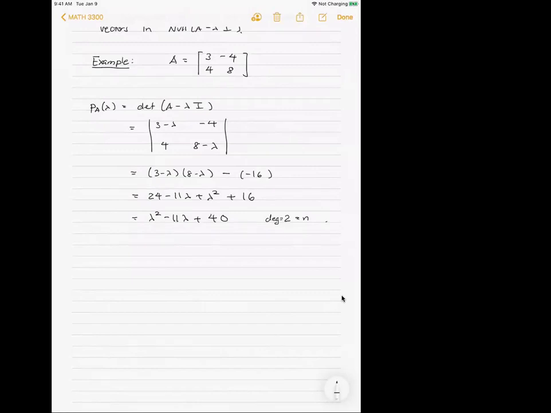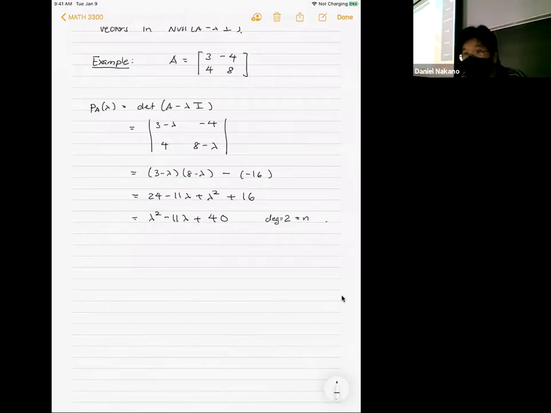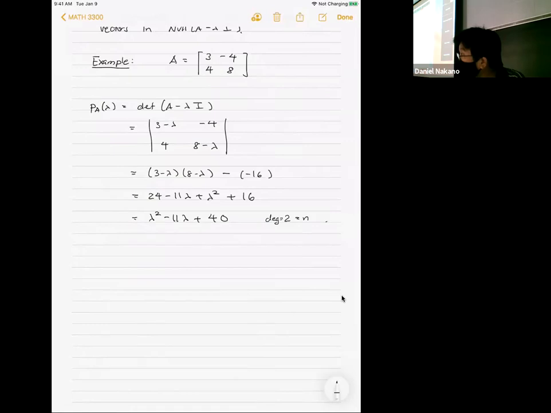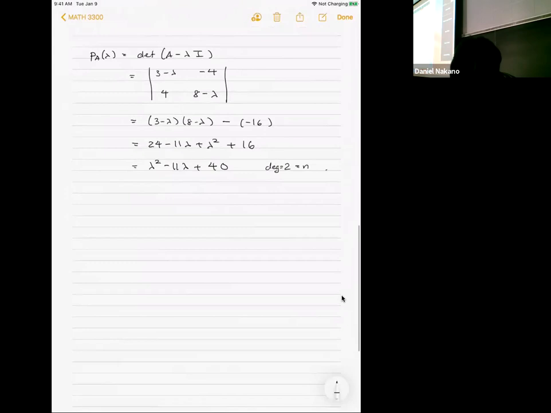So how do we find the roots? Set that equal to 0. Okay, we set it equal to 0, but how do you find the roots of a quadratic polynomial? Quadratic formula. Yeah, so we can either factor or use the quadratic formula, okay? All right, so let's use the quadratic formula here. So lambda is equal to minus b, that's 11, plus or minus the square root of b squared, that's 11 squared, minus 4, a is 1, c is 40, all over 2 times a, which is 2.